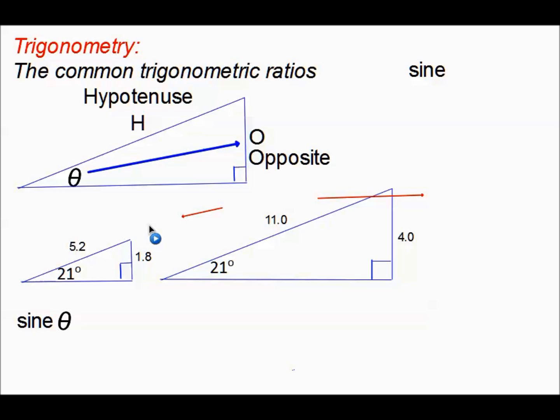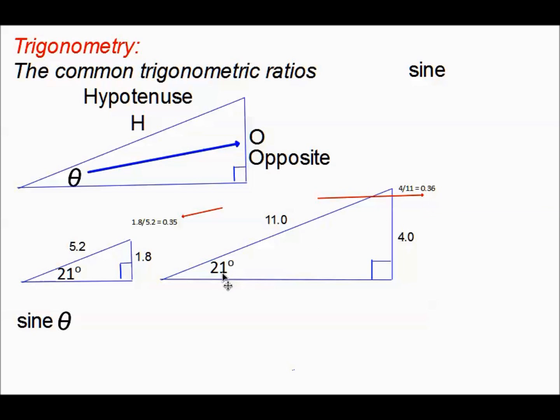If you divide 1.8 by 5.2, you get 0.35. In this bigger triangle, if you divide the opposite by the hypotenuse, 4 divided by 11, you get 0.36, pretty much the same, just a rounding error there. Now, because it doesn't matter what size the triangle is, you always get the same answer for 21 degrees. This is pretty special. It's called the sine of 21 and will always have about this number. And therefore, you used to be able to look these things up in a book. Sine of 21 you could look up in a book and it'd be around about 0.36.